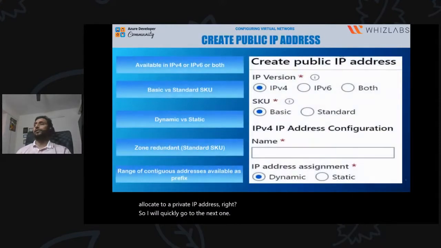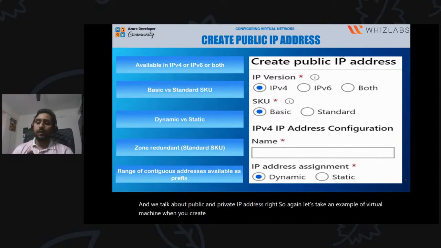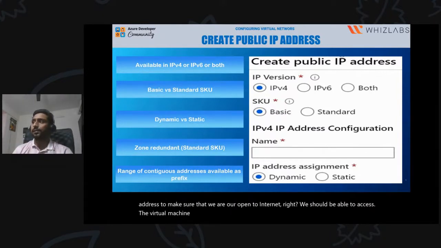And we talk about public and private IP addresses. Again, let's take the example of a virtual machine. When you create a virtual machine, it internally creates a public IP address to make sure that we are able to access the virtual machine over the open internet. And we're going to see all this in a demo as well.